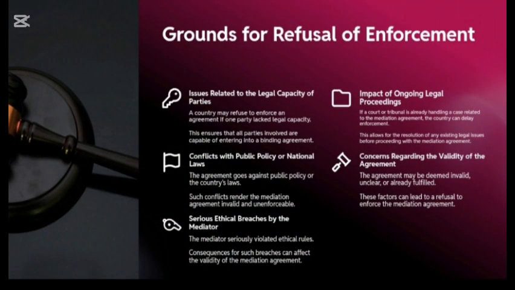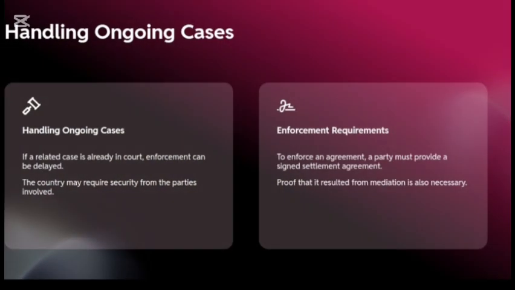Article 5 is reasons to reject enforcement. A country may refuse to enforce an agreement if one party lacked legal capacity, the agreement is invalid, unclear, or already fulfilled, the mediator seriously violated ethical rules, or the agreement goes against public policy or the country's law. Article 6 is other ongoing cases. If a court or tribunal is already handling a case related to the mediation agreement, the country can delay enforcement and ask for security from the parties.